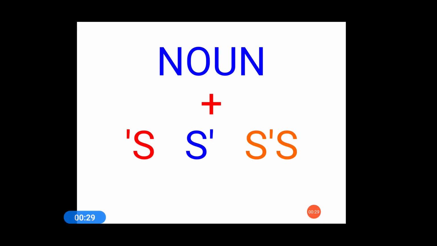So noun after noun, apostrophe can be used in three different ways. The first one is noun plus apostrophe s, noun plus s apostrophe, noun plus s apostrophe s. So this is the biggest issue that students face in their writing: where to use the correct apostrophe, where to use the correct symbol.